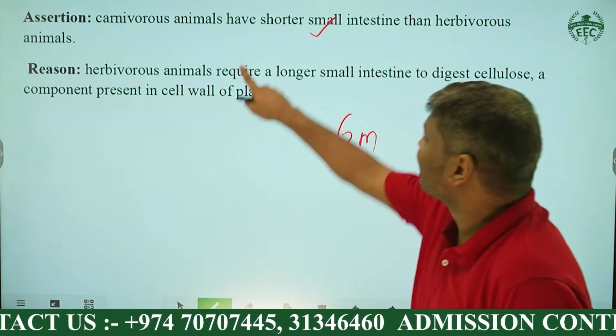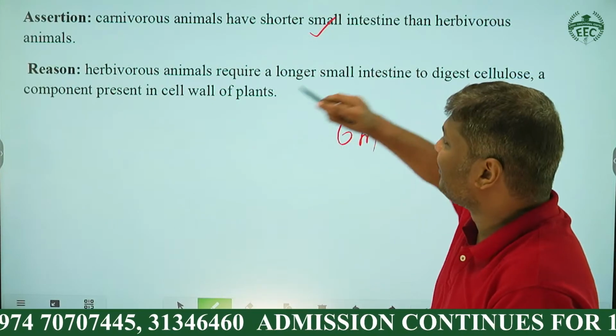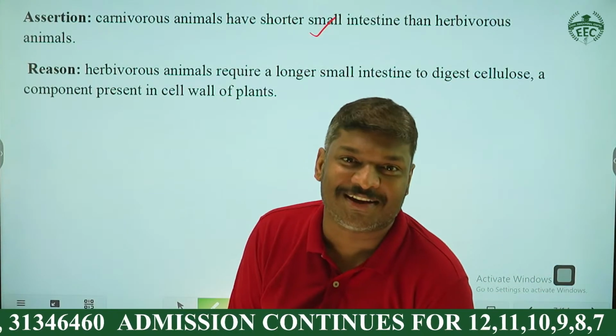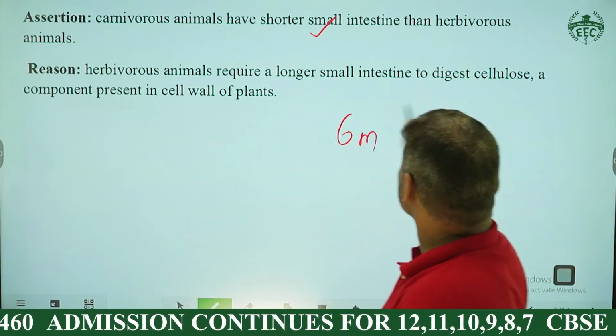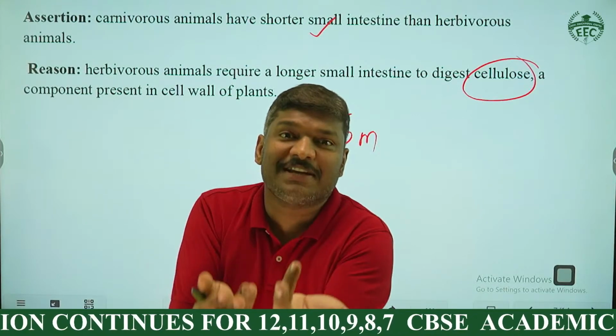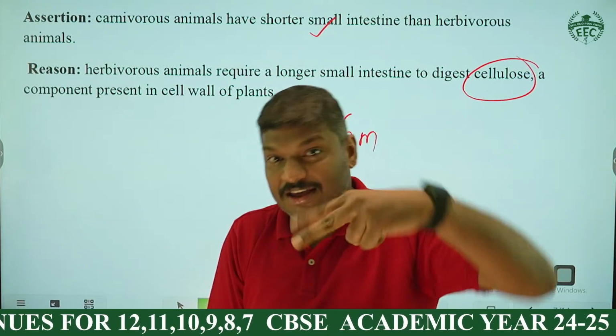So that's why the statement that carnivorous animals have a shorter small intestine is correct, and herbivorous animals requiring a longer small intestine is also correct, right? Because they have to digest cellulose. What is the component? Cellulose is there. So both statements are correct. And what is the next option? You are having two options then. If two statements are correct, two options, A or B.